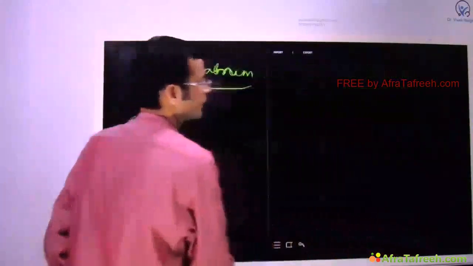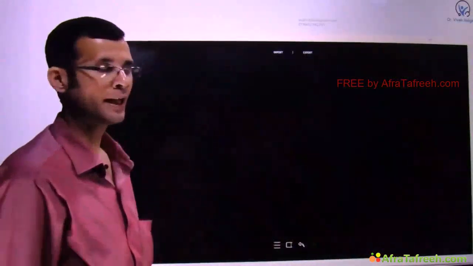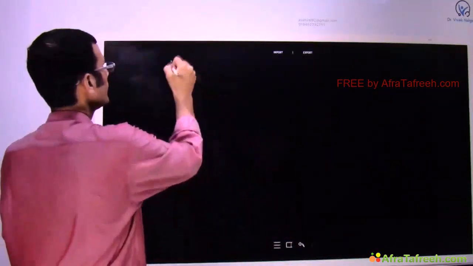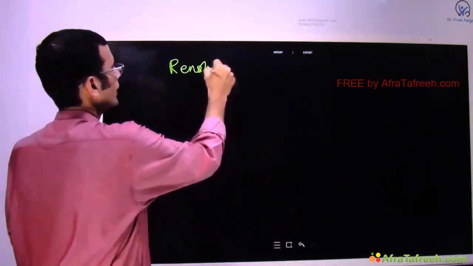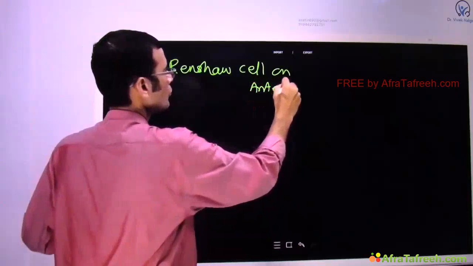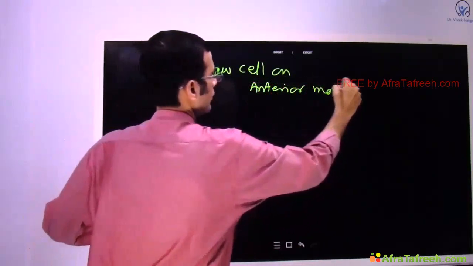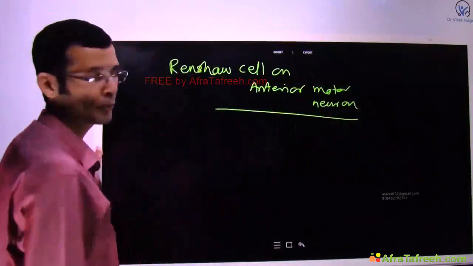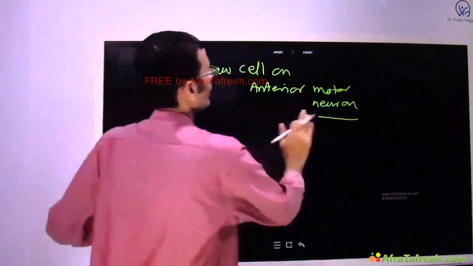That's one example of axosomatic synapse. Another example of axosomatic synapse is the Renshaw cell on the anterior motor neuron in the spinal cord. Renshaw cell on the anterior motor neuron is an example of axosomatic synapse.